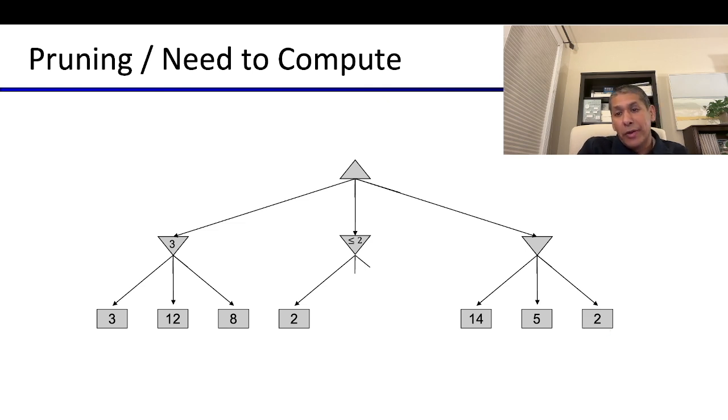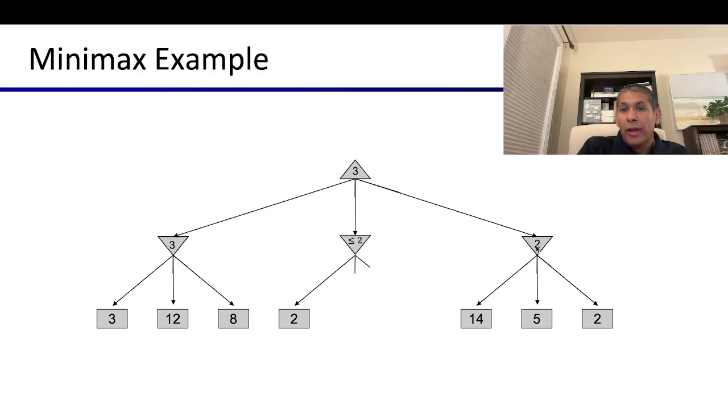Okay, this turns out to be a 2. So therefore, the value of this min node turns out to be 2, and the value of this max node turns out to be 3. We have to compute it, but we were not able to eliminate these, right? So we go ahead and compute this 2 and 3, and we don't eliminate anything else because we could not rationalize eliminating anything else.